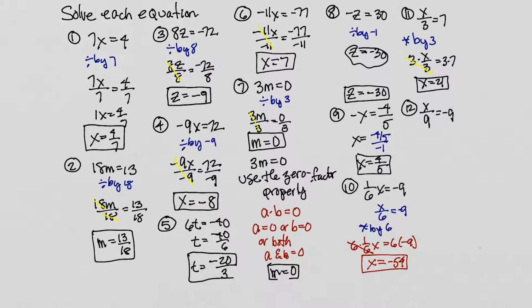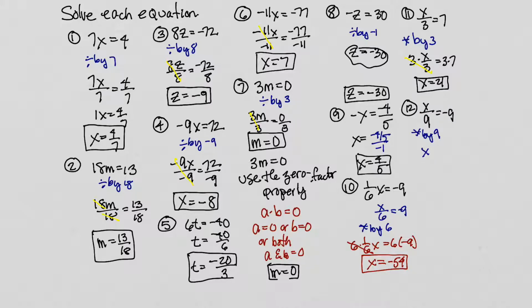We've got another division here. I've got x, my variable, divided by 9, equaling negative 9. So we've got a division. Let's undo the division with a multiplication. So we're going to multiply by 9. On this left side, if we multiply by 9, those 9's will cancel. So we're just going to be left with x.